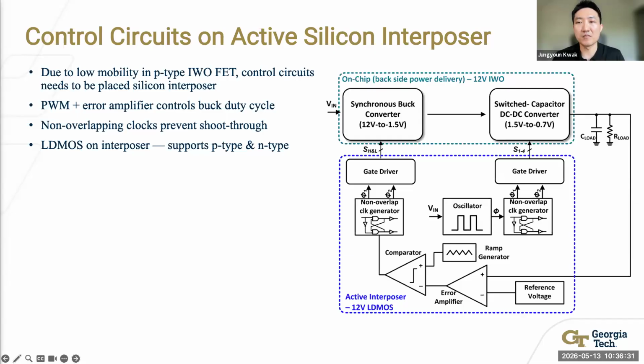The error amplifier measures the buck output voltage and compares it to a reference. If the output voltage is too low, the duty cycle goes up. If too high, it goes down. The non-overlapping clock ensures the two switched capacitor phases are never both on at the same time, preventing shoot-through current from the input to ground.